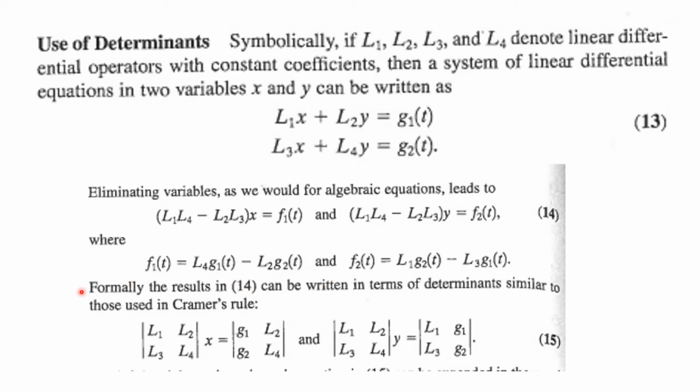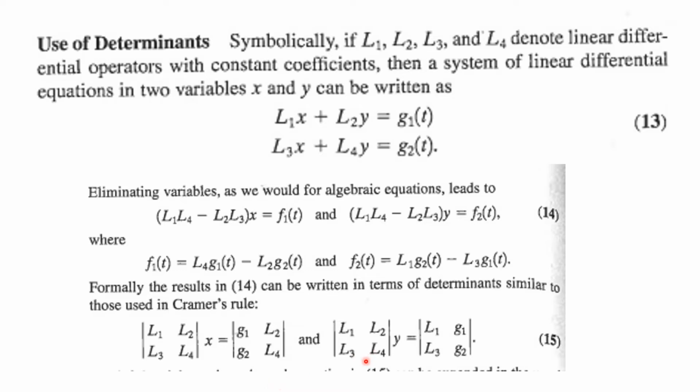So formally, these results could be written in determinants similar to those used in Cramer's rule. Now recall in Cramer's rule, solving for x, you have the coefficient determinant is divided into, and you replace the x column with the right-hand side constants. Well, we're doing the same thing here, except you can't divide by this differential operator, but still you can see that structurally we have the same thing going on. And this again is a determinant because you have these differential operators operating that way.